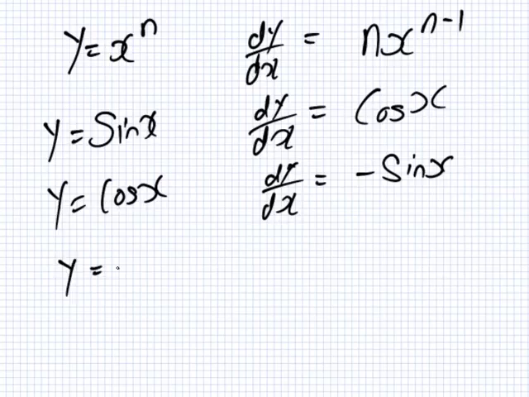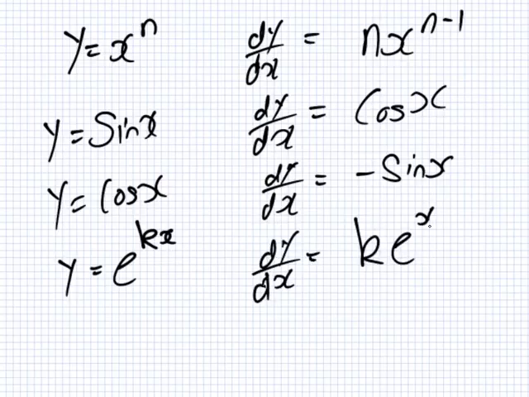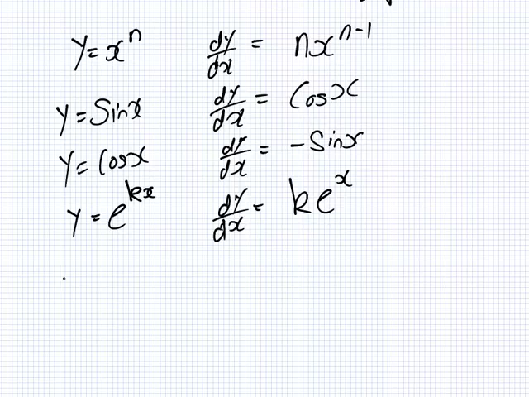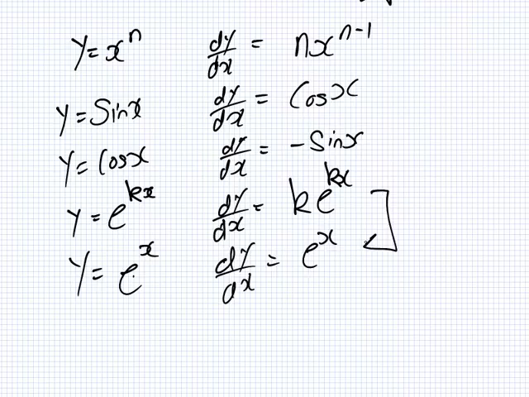The other one is e to the power kx. This becomes k e^(kx). So if the k was 1, e^x would become e^x, which is an interesting and important one. I'm saying if y equals e^x, then the derivative would be just e^x. It's the same thing as this. The other one, we have tan.